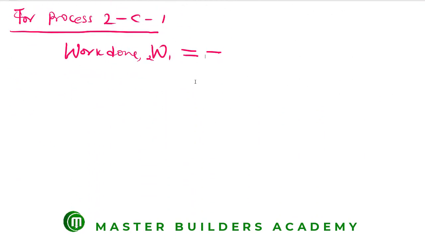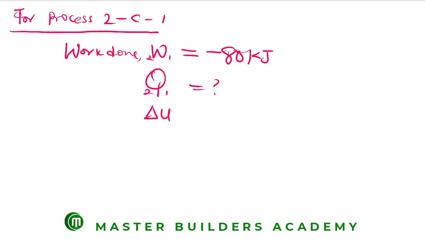So we have this as negative 80 kilojoule. Then we are looking for heat between this and this, which is unknown. So change in internal energy here from 2 to 1, for instance, will now be what? Minus change in internal energy from 1 to 2. Remember that the one we calculated before is from 1 to 2, but the one we are looking for now is from 2 to 1. So automatically our change in internal energy here becomes minus.